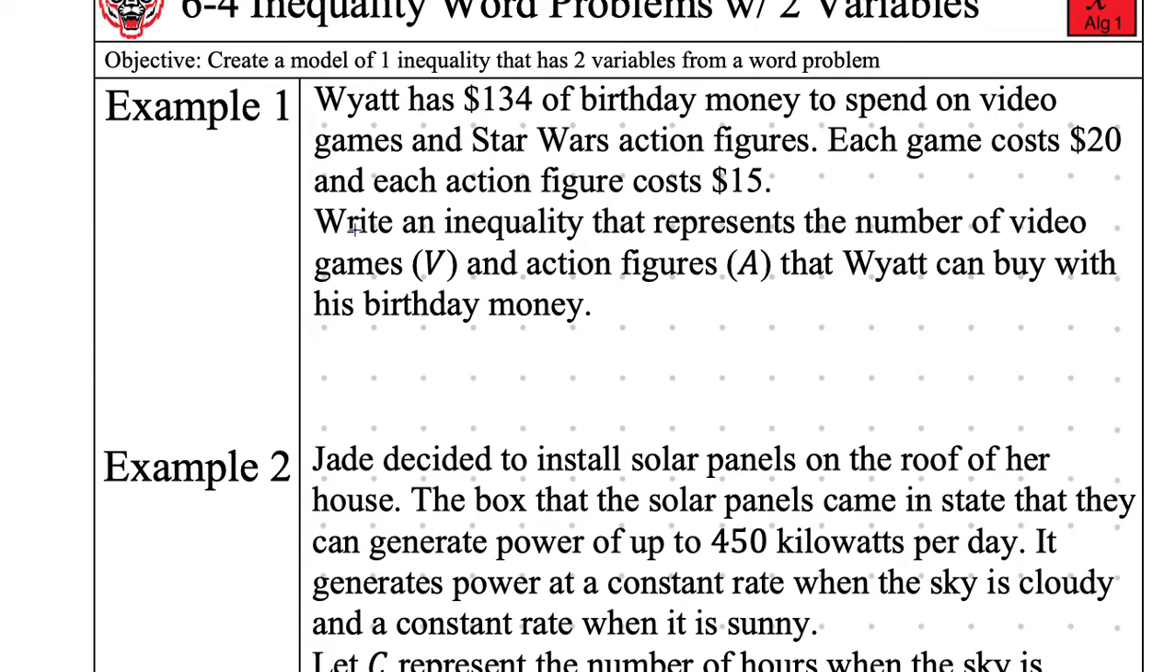It's talking about Wyatt. Oh yeah, Wyatt. Alright. Wyatt has $134 of birthday money to spend on video games and Star Wars action figures. Each game costs $20 and each action figure costs $15. Write an inequality that represents the number of video games, the variable B, and action figures, the variable A, that Wyatt can buy with his birthday money.